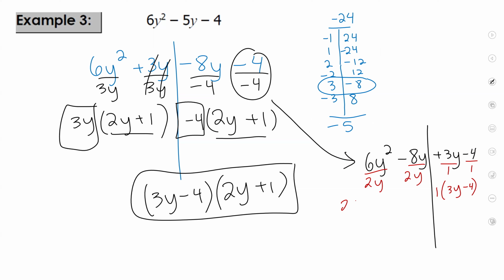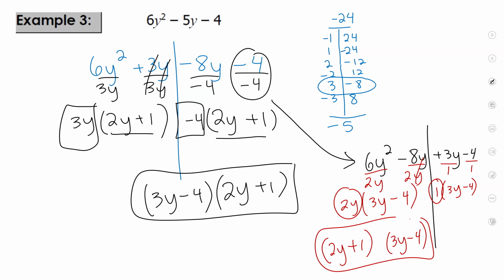So 2y is on the outside, you'd get 3y minus 4. Those match, so that will go in one parentheses. And what's on the outside will go in the other one. So you guys, we got the same answer. It doesn't matter which order you put these two in.